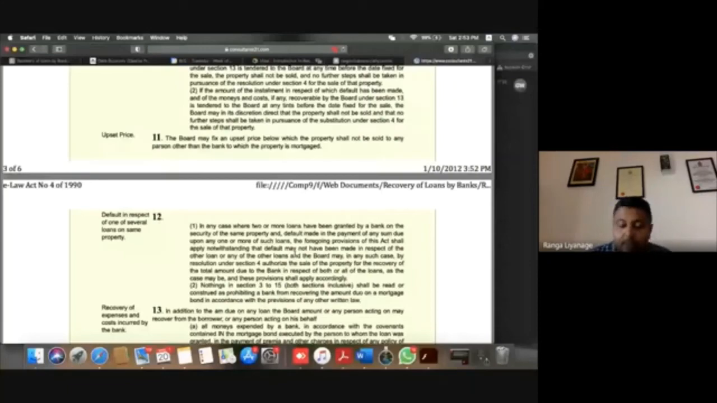Now, once the property is sold at the public auction, the board shall issue a certificate of sale, and thereupon all the right, title, and interest of the borrower will go to that particular purchaser. Right? The certificate of sale shall be signed by the board of directors. Right? It should be conclusive proof that the sale of that property is made.